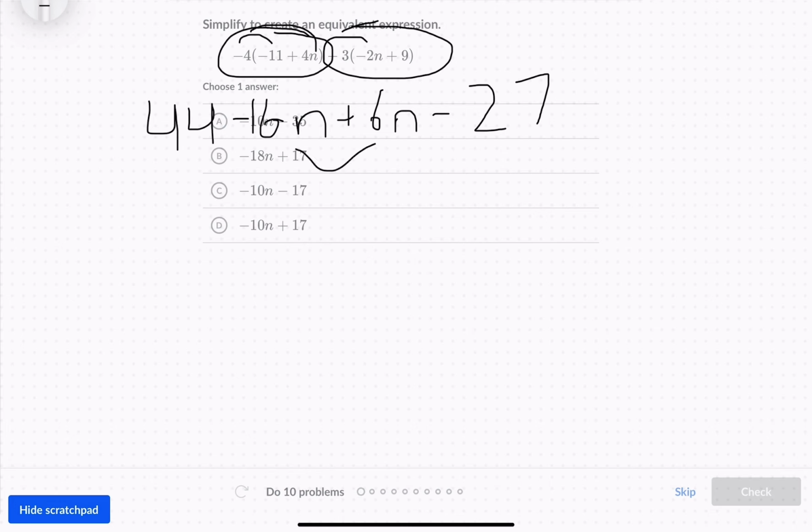-16n plus 6n, that's -10n. We just subtract and then take the sign of the one with the greater number. In this case, 16 is greater than 6, so we take its sign. So -10n, and then we're just going to take this. 44 minus 27 is just 17. So -10n plus 17.